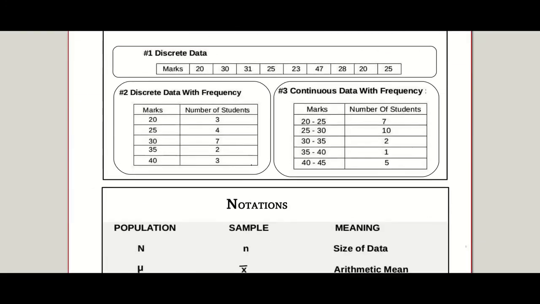So look at this. You have to expect 3 different types of data, like I told you before in another video. One is raw data, and the second one is the same thing, just like type 1, but instead of repeating the values, they have given 20 repeats 3 times, 25 repeats 4 times. So basically the data will be 20, 20, 20, 20, like that it goes.